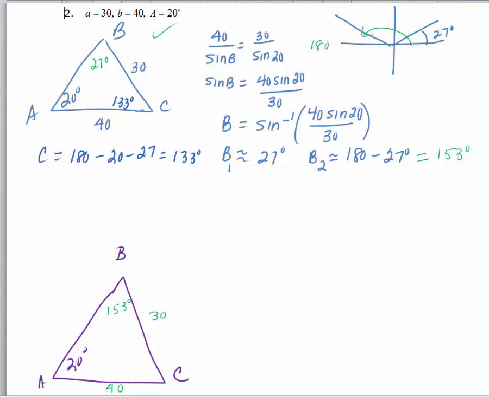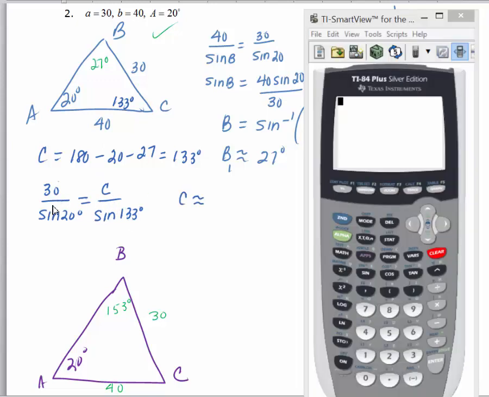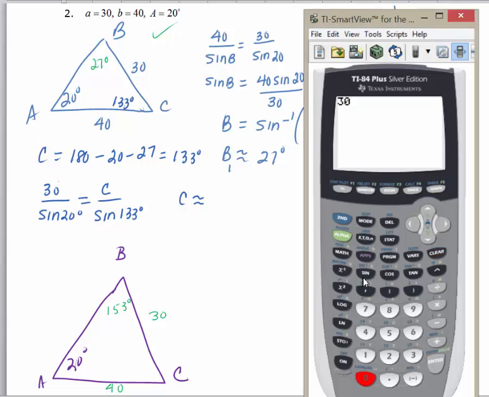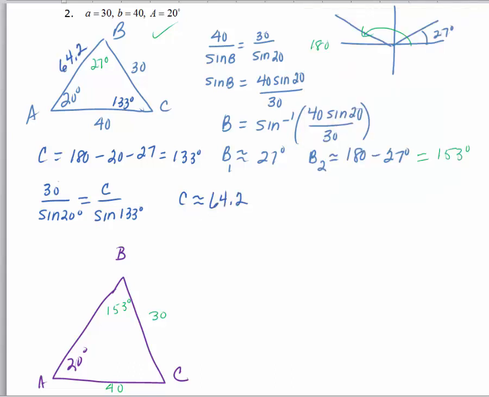Again, not drawn to scale, and now I use the law of sines to solve for C, so I'll set up that ratio. 30 over the sine of 20 equals C over the sine of 133. C would equal 30 times the sine of 133 divided by the sine of 20. And if we round that to the nearest tenth, we're going to get 64.2. We have all three sides, and we have all three angles.